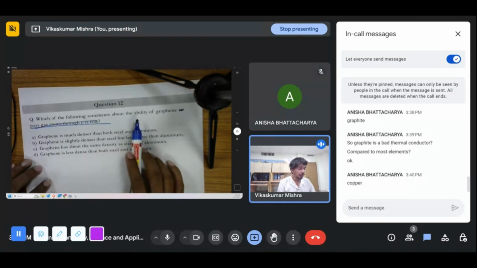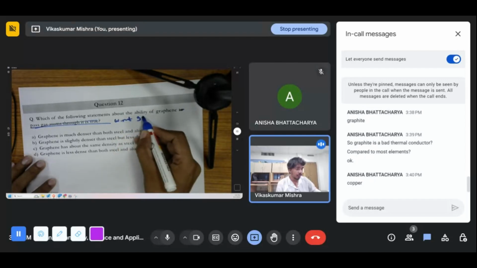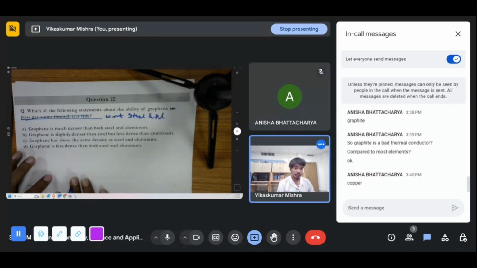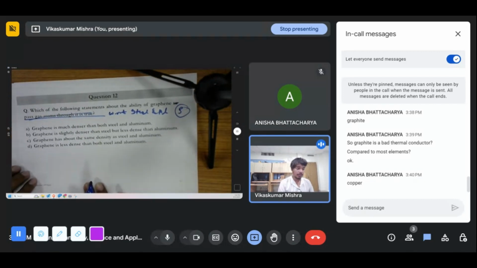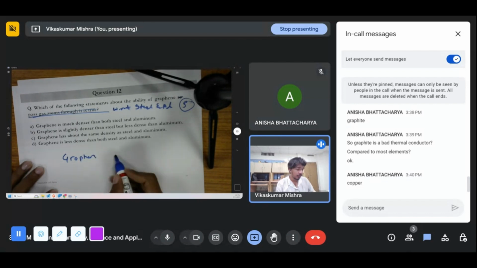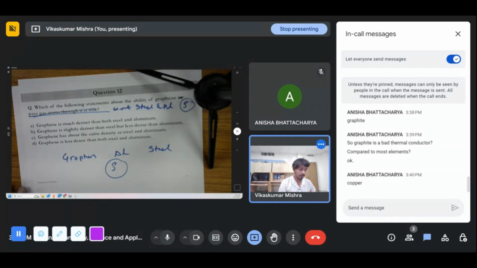Which of the following statements about graphene with respect to steel and aluminum, from the perspective of density, is true? Directly, we have graphene, aluminum, and steel. Among them, which one has the highest density, and which one has the lowest?